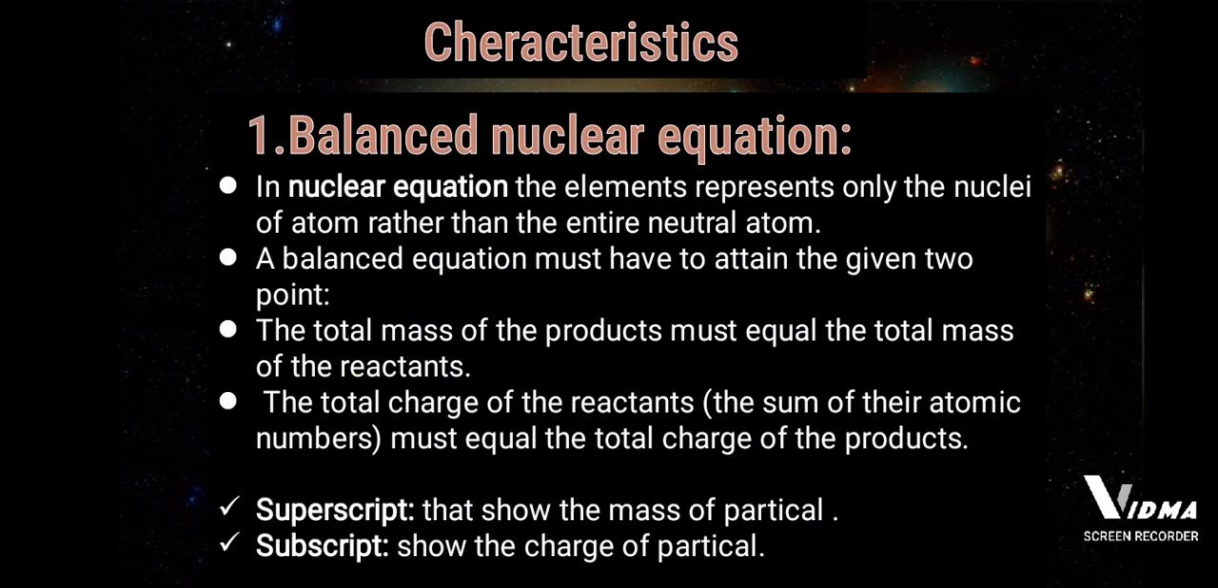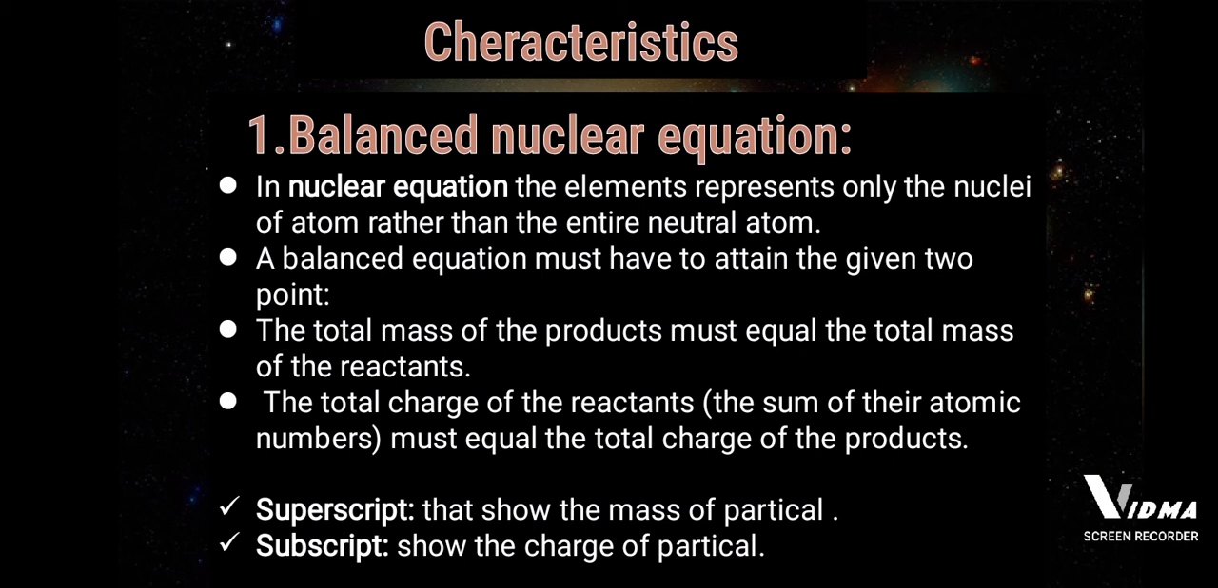So next are the characteristics of nuclear reactions. The first characteristic is the balanced nuclear equation. In a nuclear equation, the elements represent only the nuclei of atoms rather than the entire neutral atom. So, a balanced equation must satisfy two given points. Firstly, the total mass of the products must equal the total mass of the reactants, and the total charge of the reactants must equal the total charge of the products.